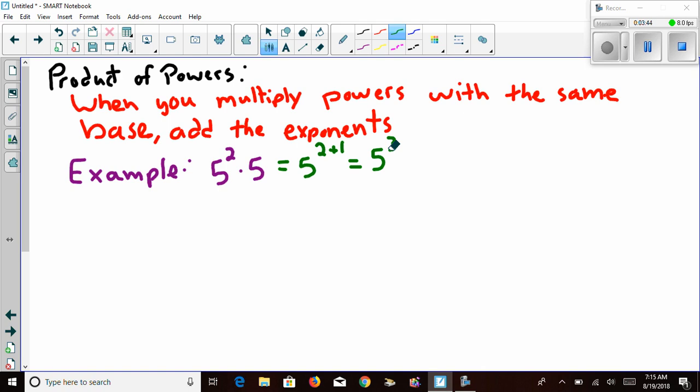Now, we know how to solve that. We could figure out what 5 cubed is. Well, that is 5 times 5 times 5, which we've had many examples of, is just 125. So again, all we did was add the exponents. Let's take a look at a second example.